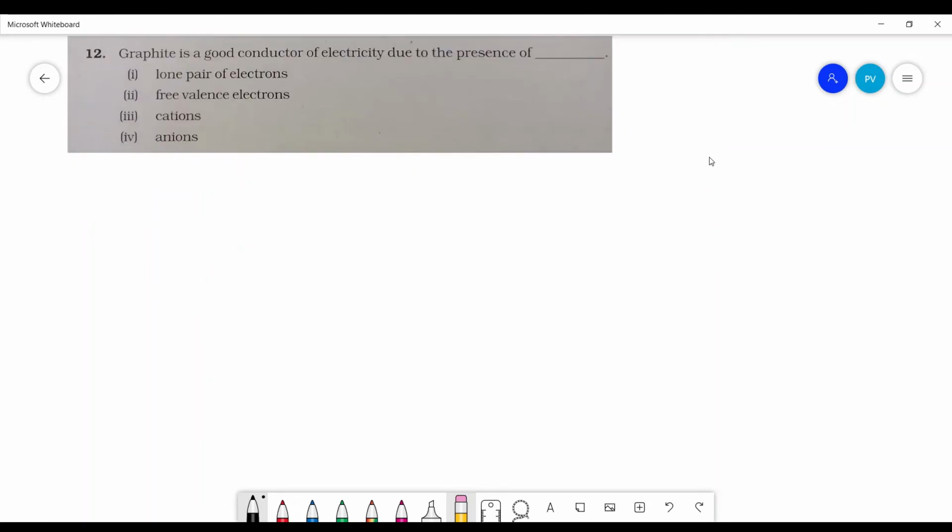Here the question is: graphite is a good conductor of electricity due to the presence of what? We know graphite is a layered structure in which free electrons are present.